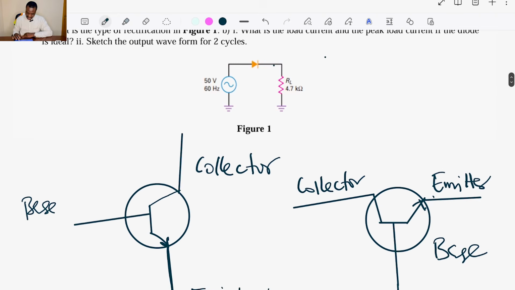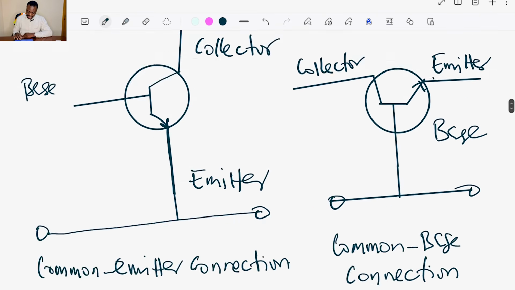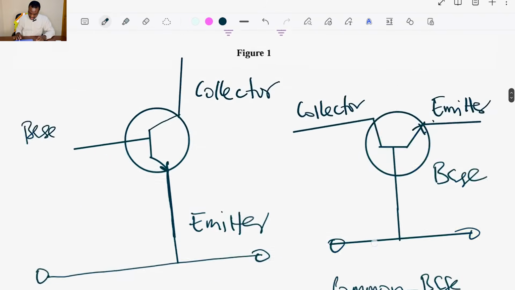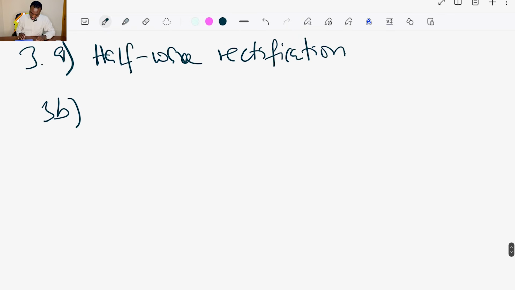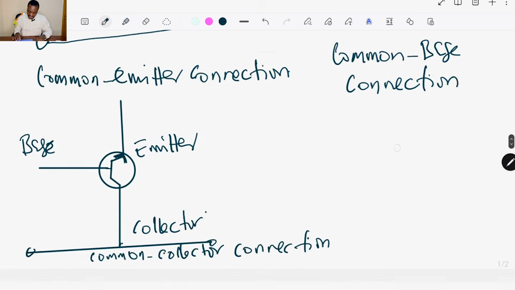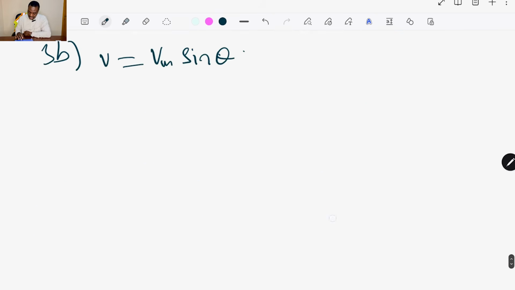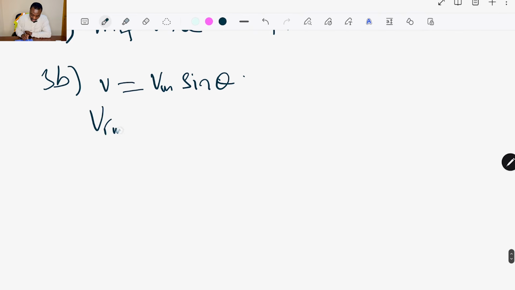Now, how do we calculate the load current and the peak load current? With this, what we can do is that if I have an alternating voltage, we know that the instantaneous voltage, small letter v, will be equal to maximum voltage times sine theta. You can see in the diagram we are given 50 volts here. This 50 volts represents the root mean square value.